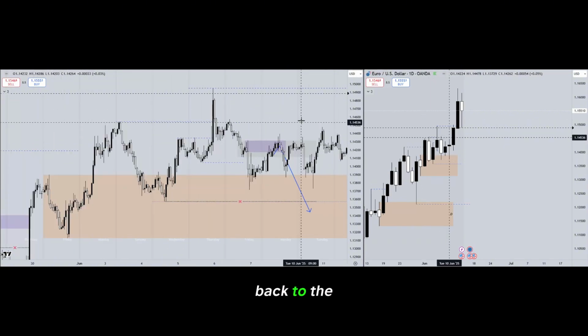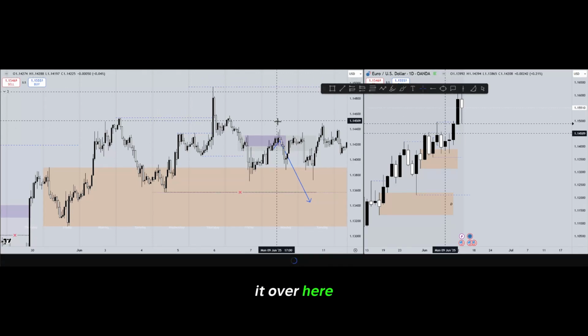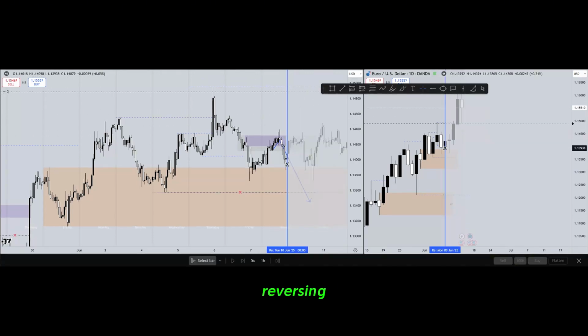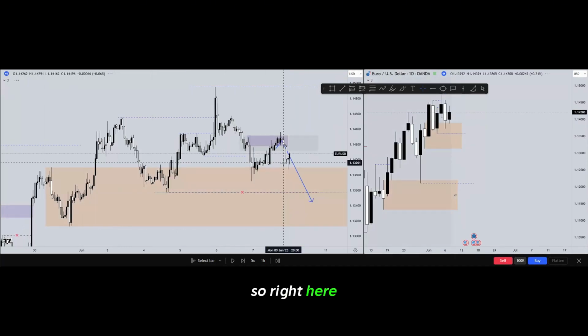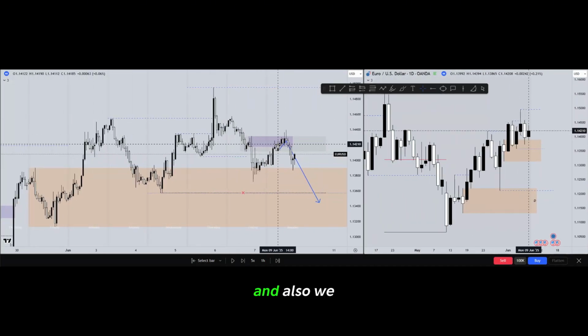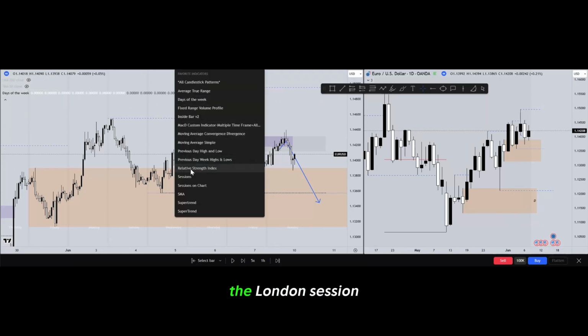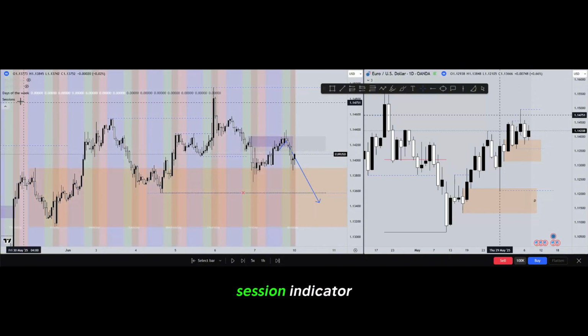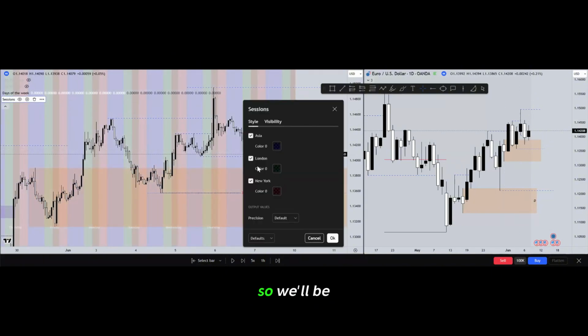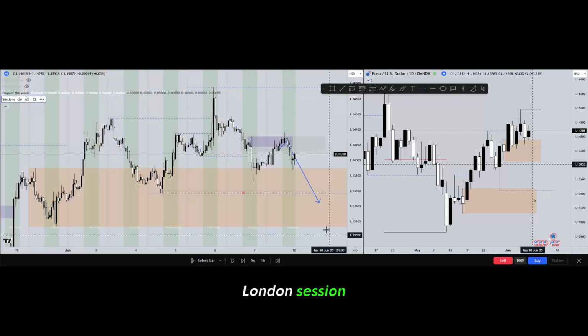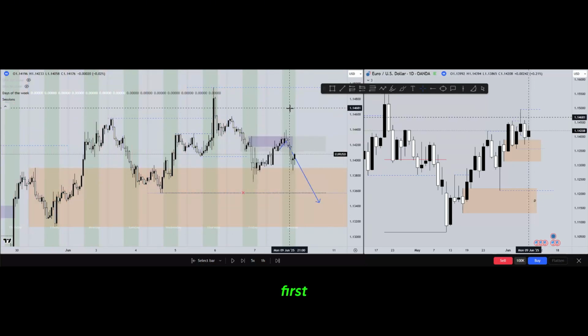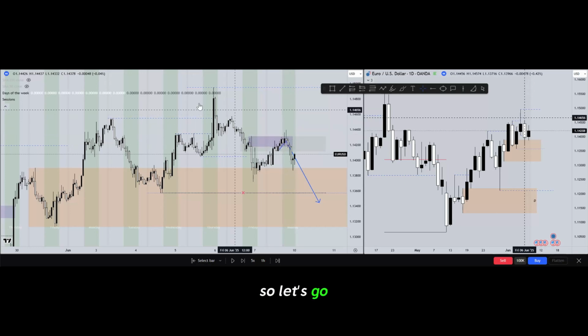So let's go back to the chart replay and put it over here. This is the moment price reversing. Right here we have the mitigation, and also we need to start trading from the London session. So I need to bring the session indicator, so we'll be putting only the London session, and I only trade during the first few hours of London, the London morning session before the afternoon. So here price mitigates. Okay, let's go down to the 5 minute.